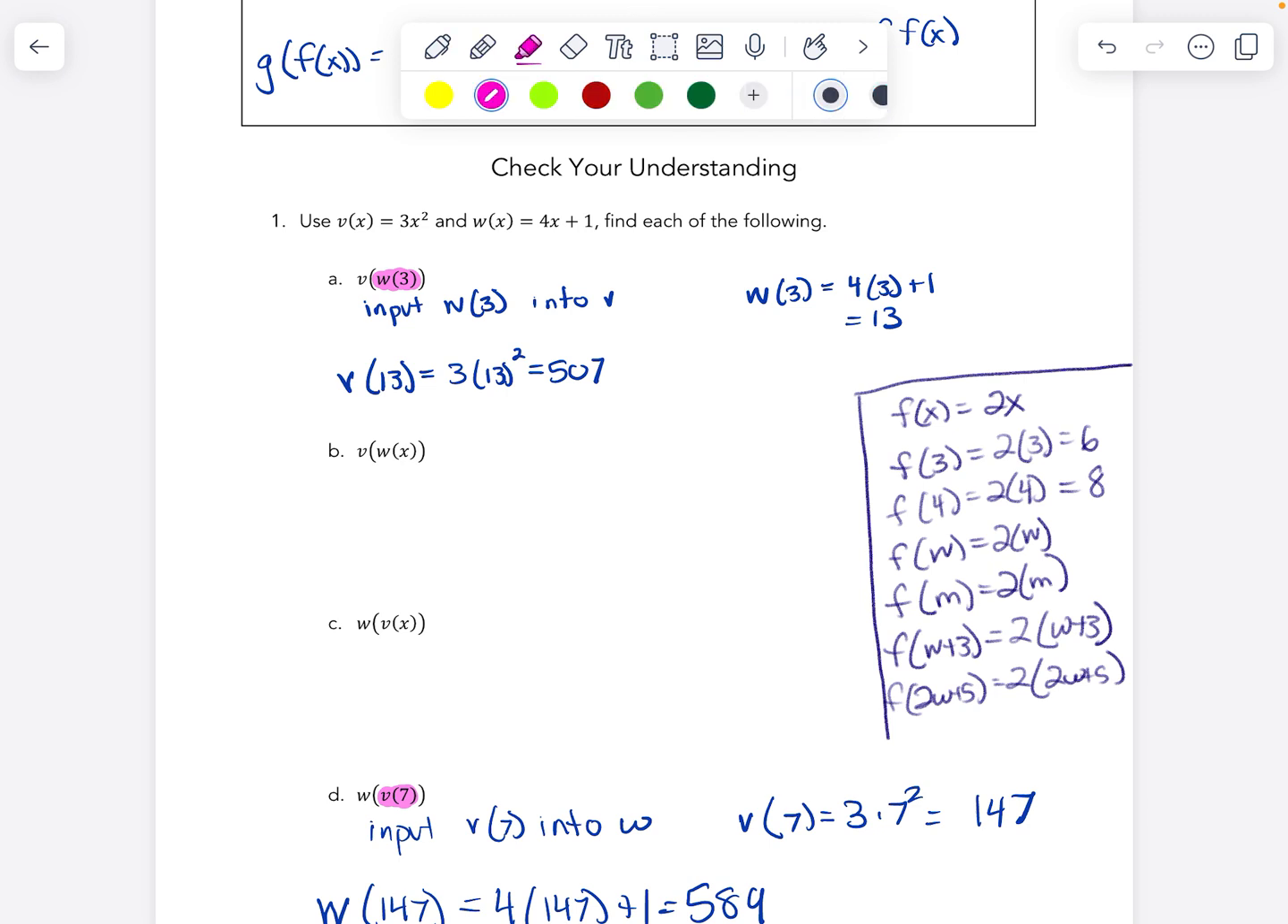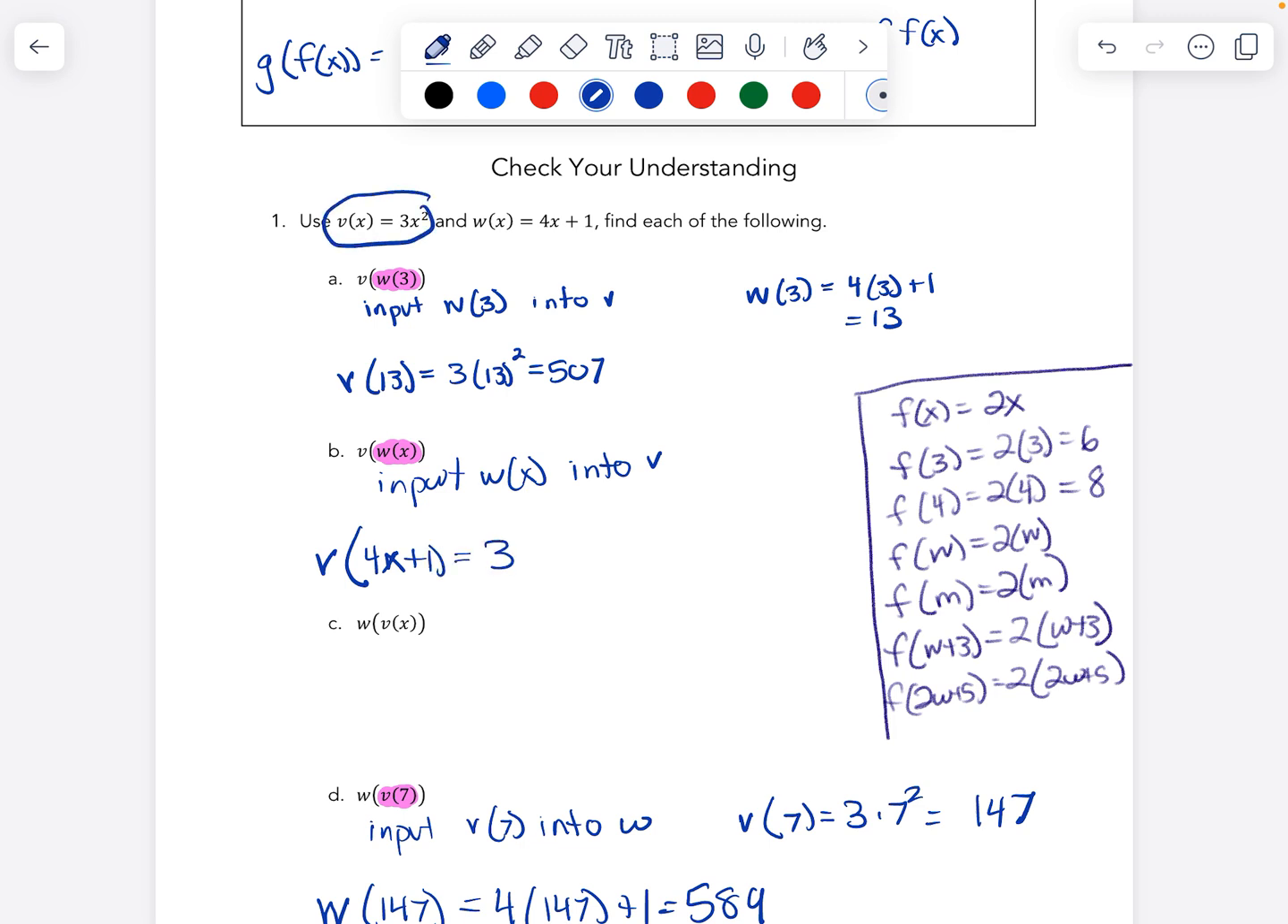So when we look at this next one, this is our input. So we input w of x into v. So for v, we don't have a number, so I'm going to take the entire 4x plus 1. So here's our v equation. So it's going to be 3 times (4x plus 1) squared.